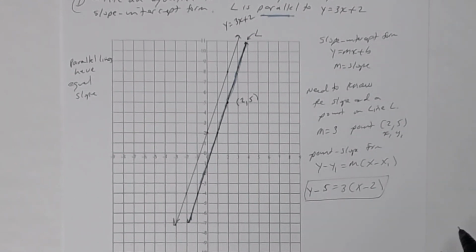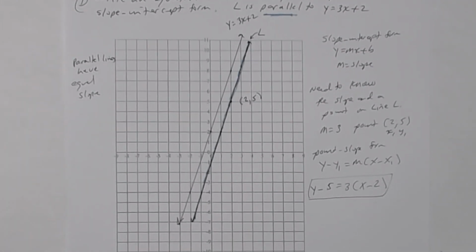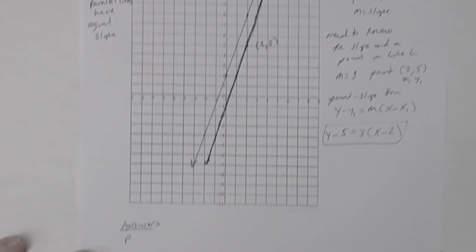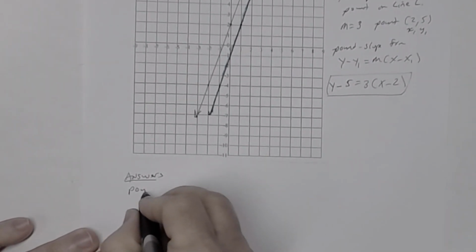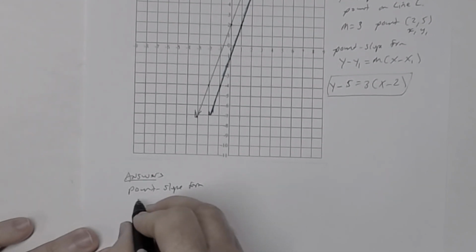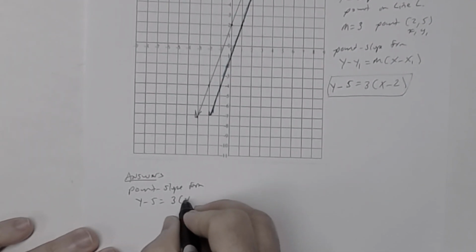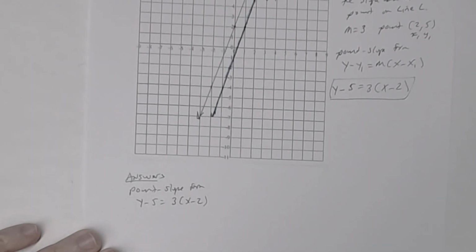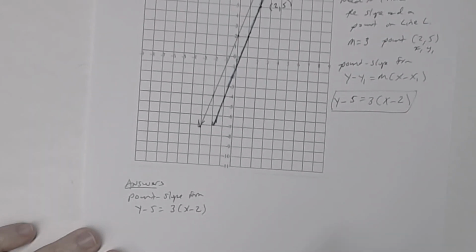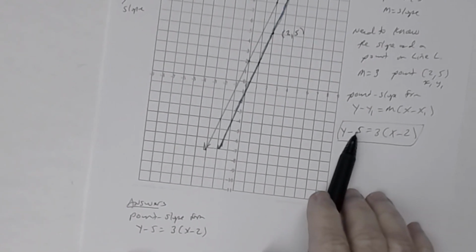So there's one of your answers. I'll put the answers right here. The answer in point-slope form is y minus 5 equals 3 times x minus 2. There's one of them, and for point-slope form, that's all you do. You don't do anything else.